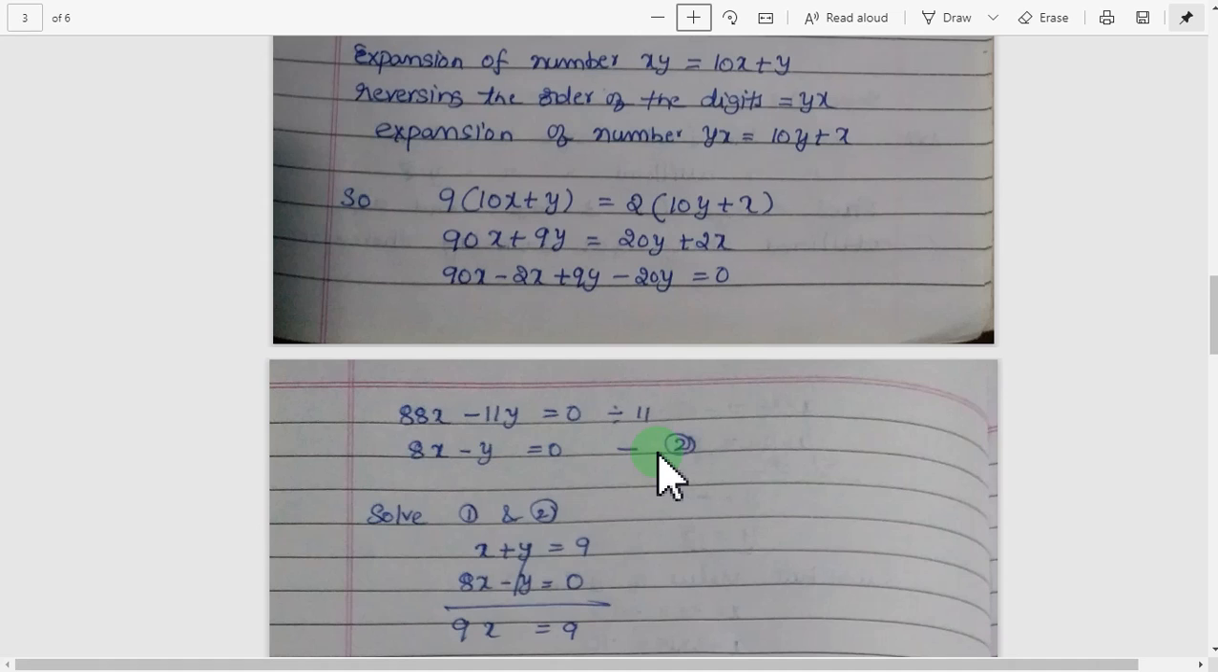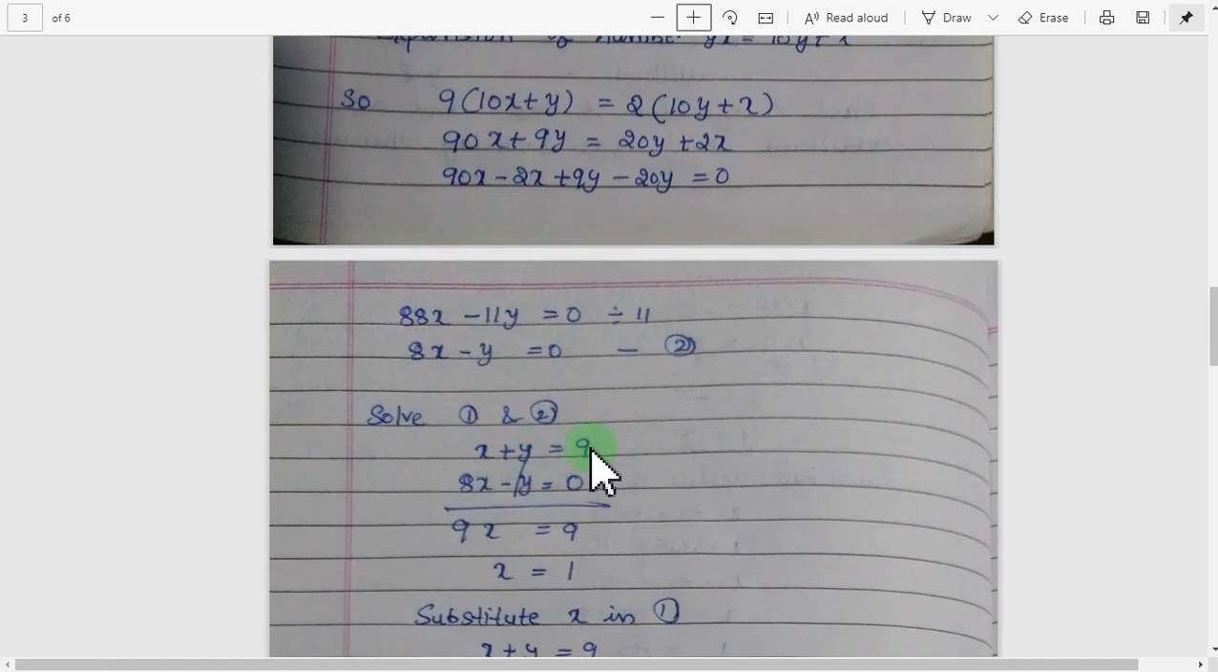Now solving both the equations. First equation is x plus y is equal to 9. Second is 8x minus y is equal to 0. Here the coefficient of y is the same in both, and the signs are opposite, so no need to change the sign. Plus and minus means we can directly cancel. If both have the same sign, we have to change the sign. Adding: 8x plus x, no number means 1, so 8 plus 1, 9x is equal to 9 plus 0, which is 9.